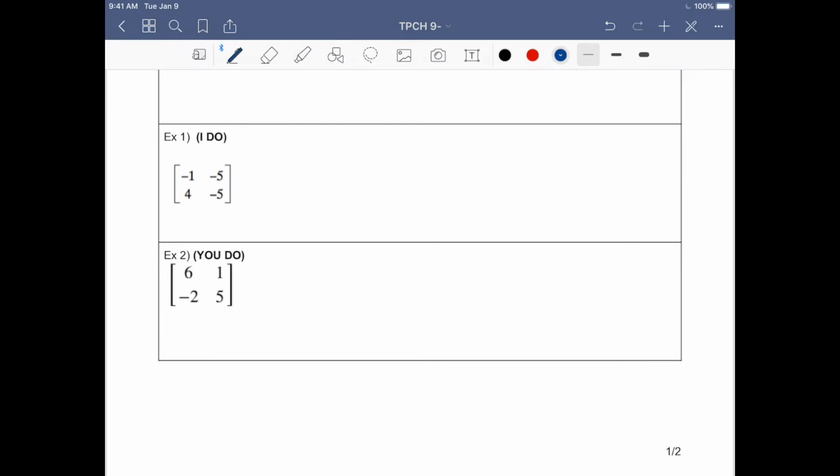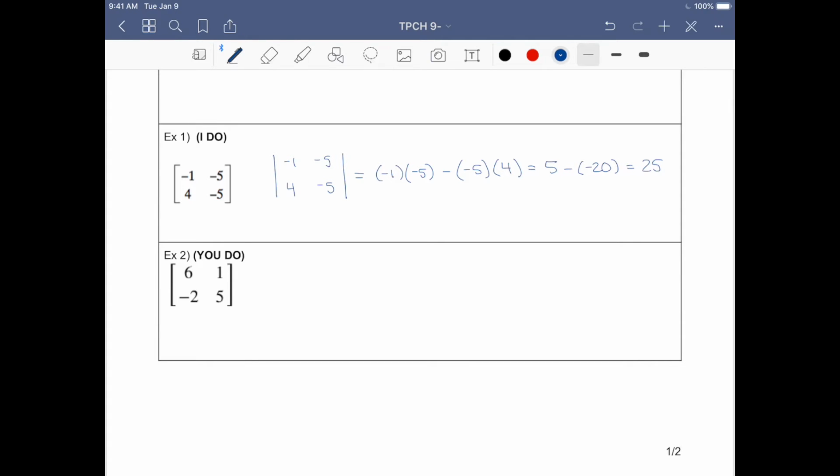So here's an example. We're going to find the determinant of this matrix here. First, I'm going to find it by using the absolute value symbols instead of just regular matrix symbols. Okay, so I'm going to take A times D. A is -1, D is -5. I'm going to subtract B, which happens to be -5, times C, which is 4. This will be 5 minus -20, meaning that is 25. The determinant of this matrix is 25.